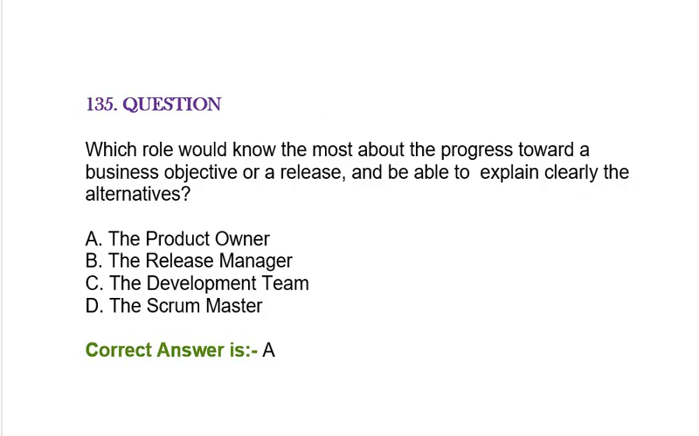Question is, which role would know the most about the progress toward a business objective or a release and be able to explain clearly the alternatives? Option A, the product owner. Option B, the release manager. Option C, the development team. Option D, the scrum master. Correct answer is option A.